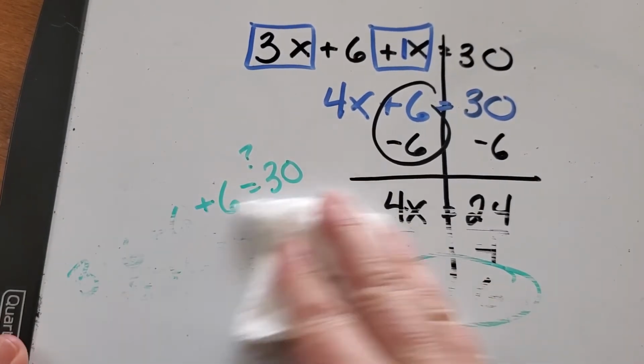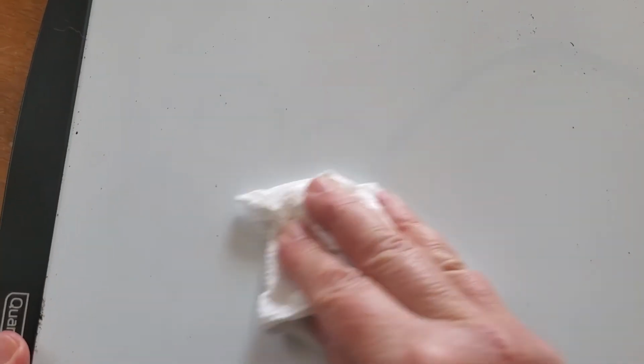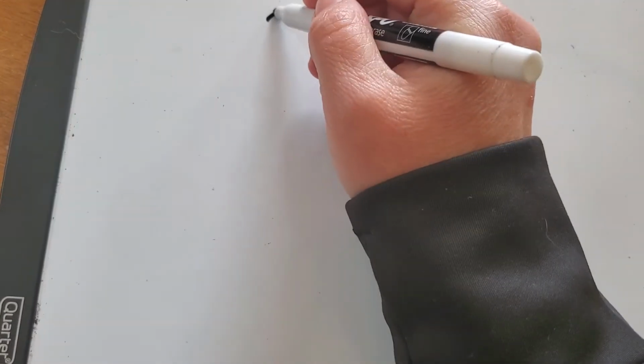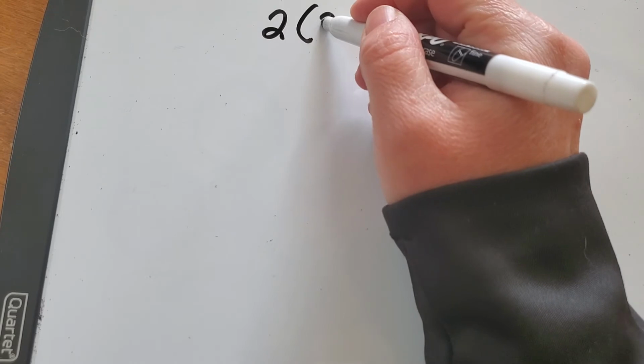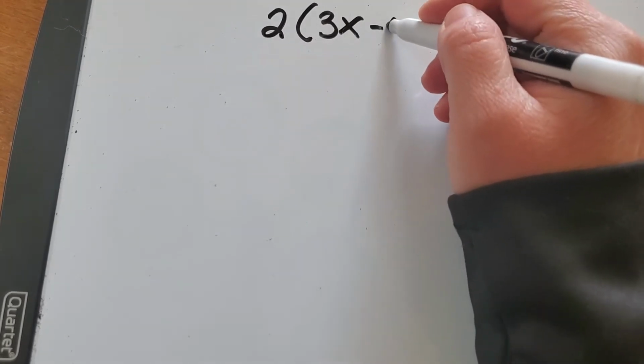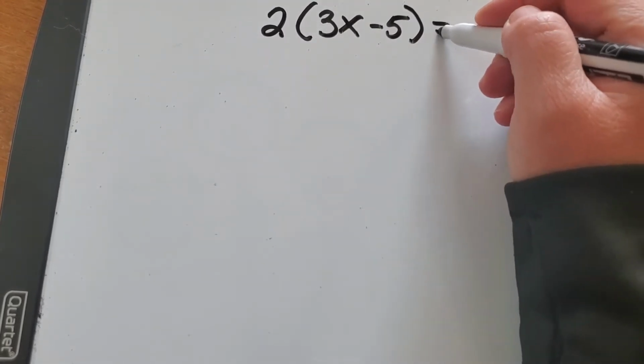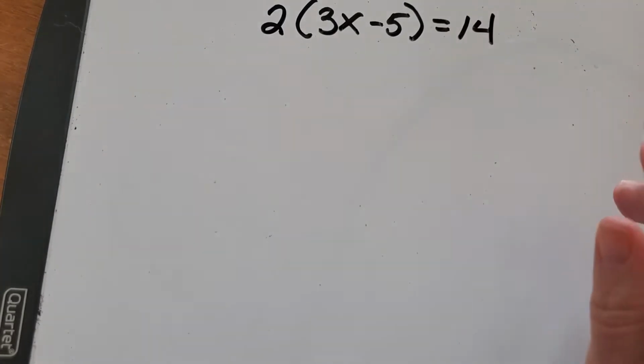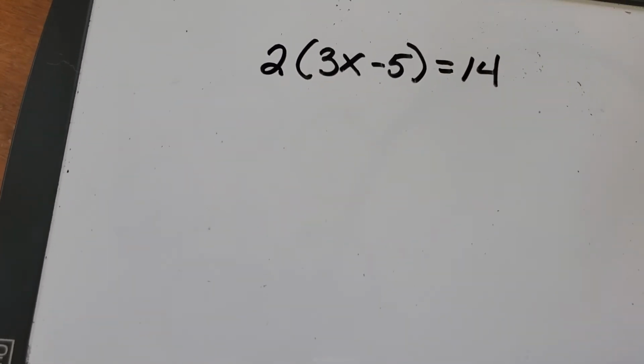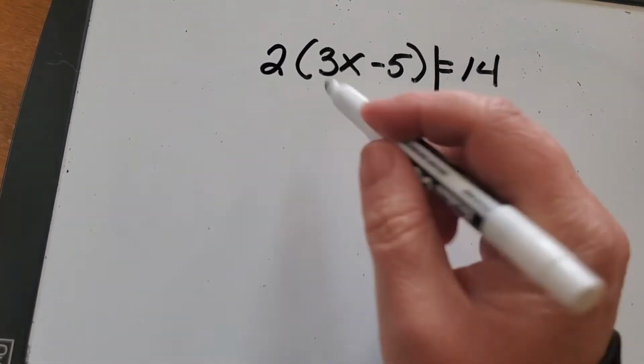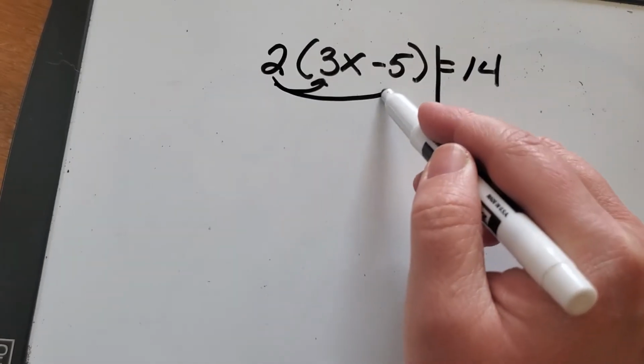Next equation is going to be 2 times 3x minus 5 in parentheses equals 14. So this time, to simplify the left side of the equation, you're going to distribute the 2.